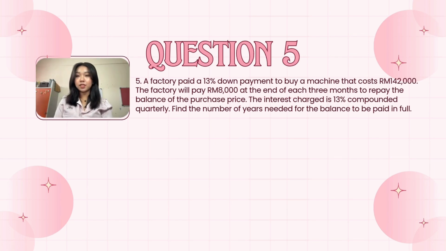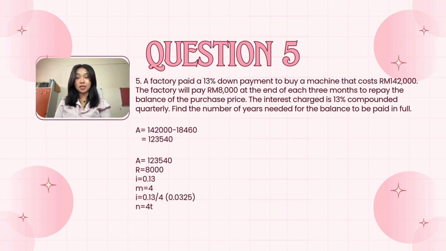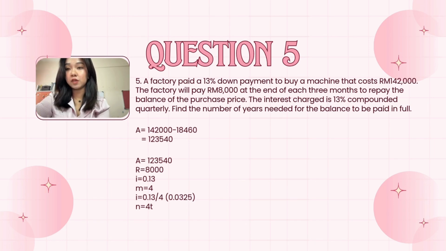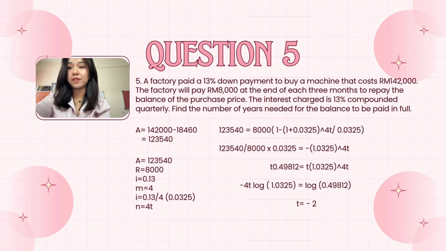So the down payment is 142,000 multiplied by 20%... equals 28,400, and 142,000 minus the down payment equals the balance. So A is 133,440. R is 8,000. The rate is 0.13. M is 4. I is 0.13 divided by 4 equals 0.0325. As you can see, we're going to use this formula. We put the values into the formula, so we get N equals 21.790, so T equals 21.790 divided by 4. So we get T equals 5.4 years.